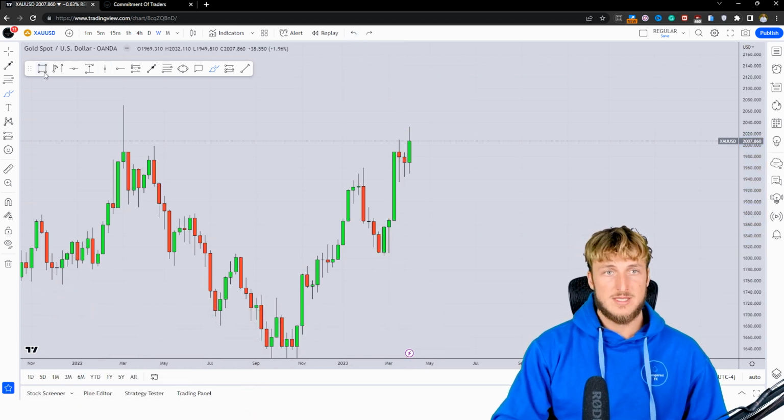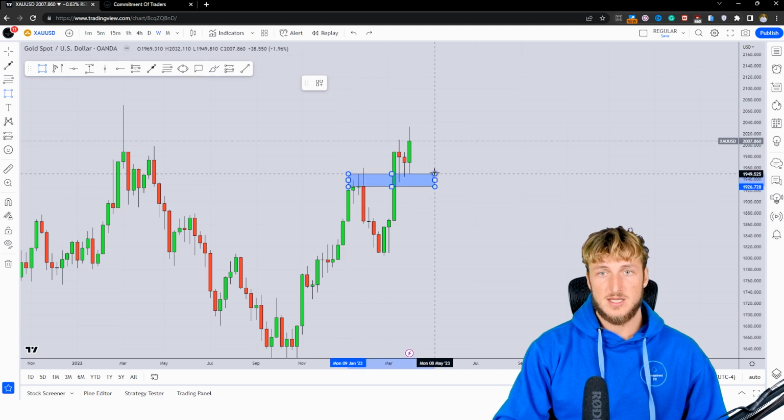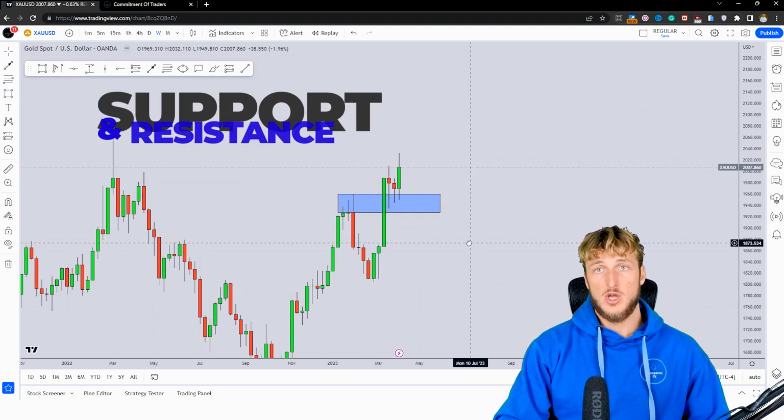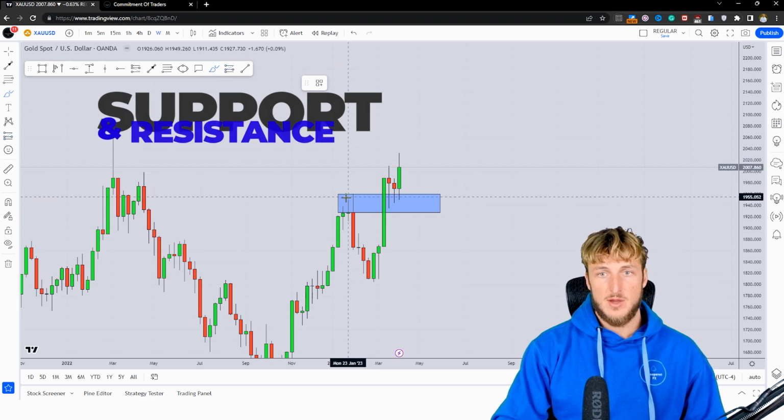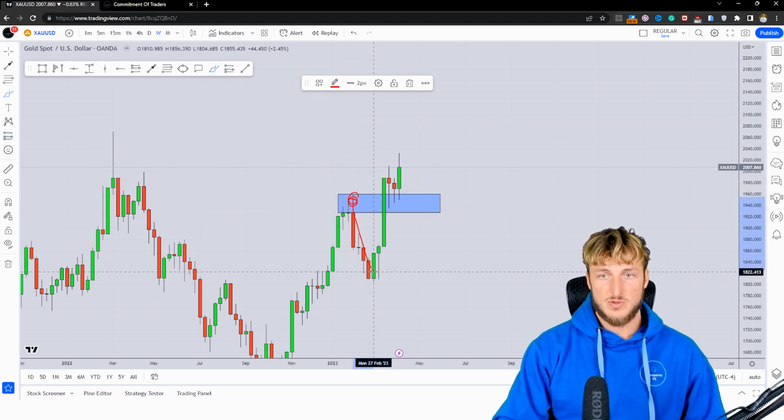However, what we can see at the moment is that we have a market which is testing previous weekly resistance, which has now turned support. In fact, from here, the market created this previous rejection to the downside.